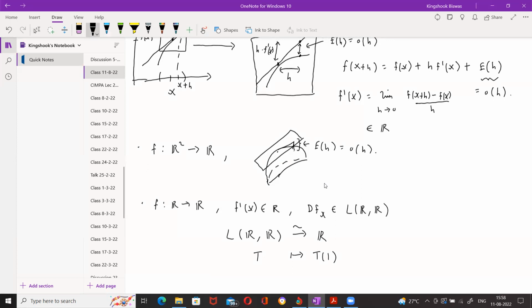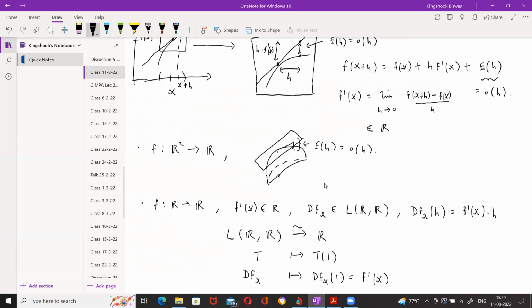Okay, this is an isomorphism. And under this isomorphism, if I take df at the point x, then this maps to dfx of 1. Okay? And see, what will the derivative as a linear map be? Dfx of h, you can see from this expression, it's going to be f prime x times h. And so dfx of 1 will just be f prime x.